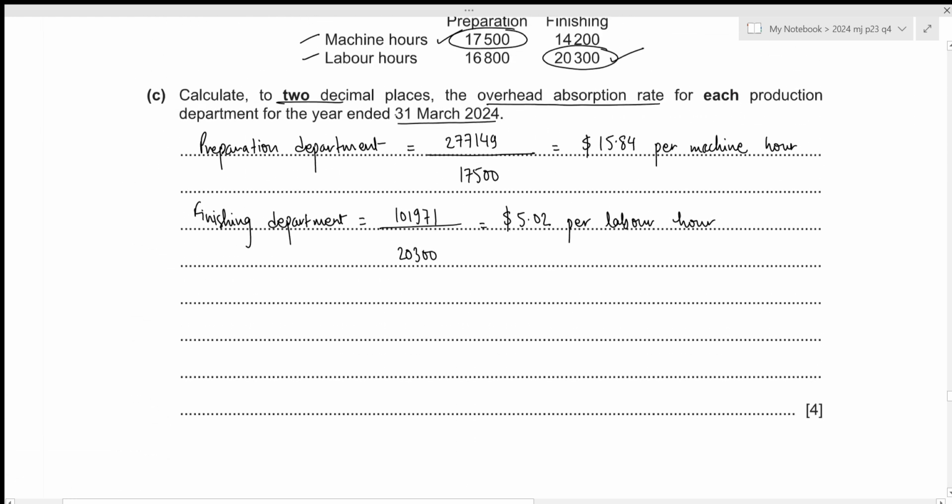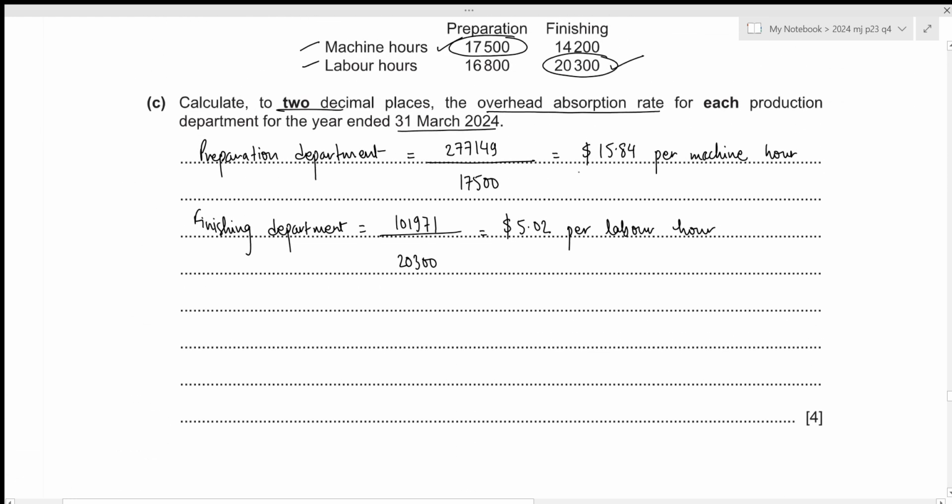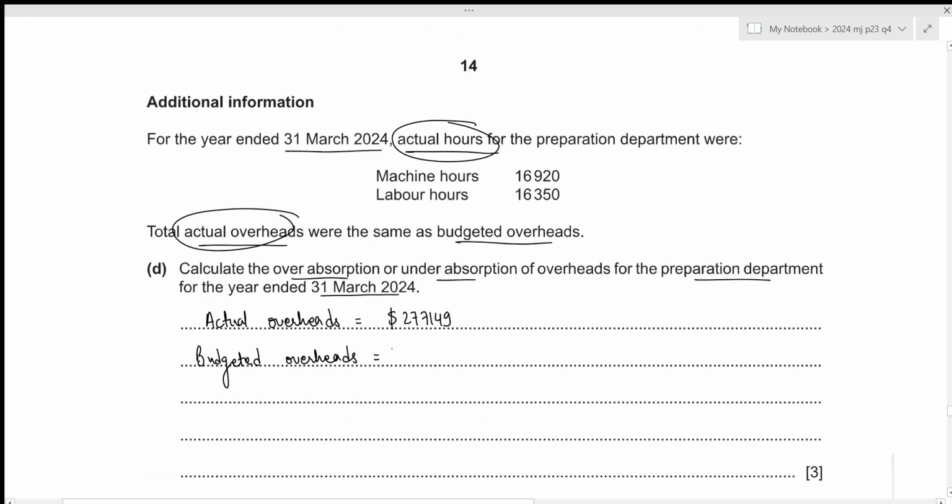So we will use our overhead absorption rate and multiply it by the respective actual hours. In this case, we're talking about preparation department. Overhead absorption rate was 15.84 and this was per machine hour. Okay, so we have 15.84 and the actual machine hours is 16,920. This way we'll get the adjusted budgeted overheads, and this results in the value of 268,012.8.